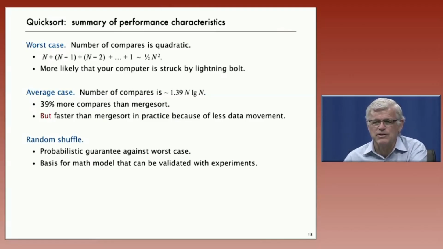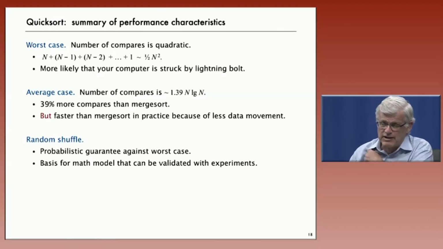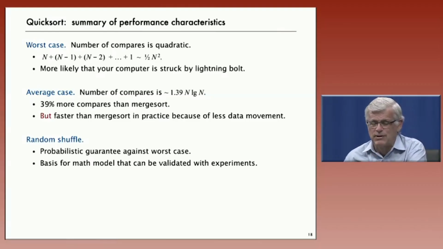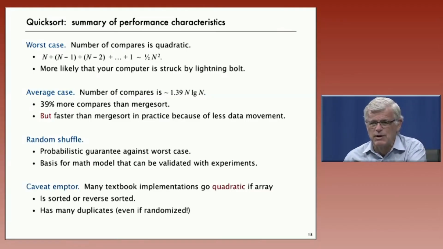You run QuickSort and you count compares. If you did the random shuffle, it'll be about 1.39 n log n compares, and its running time will be proportional to n log n, and it'll be a fast sort, and that's what people do, and that's why people use it.